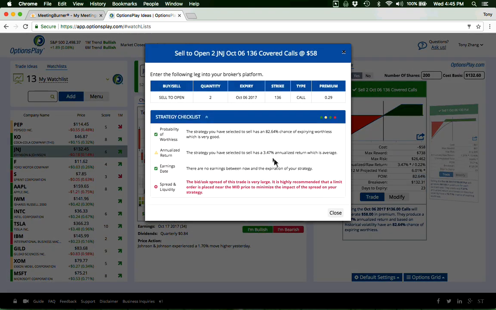And I can click on trade, look at my strategy checklist. It tells me that the probability of expiring worthless looks good. The annualized return is average, which is okay for me, and there's no earnings between now and expiration. So I have all the relevant information I need before I go ahead and enter this trade. And for those of you that want to enter this trade, it gives you all the details you need in order to enter this trade properly in your brokerage account. So it tells you to sell to open 2 contracts of the October 6th 136 call, and your premium is about 29 cents per contract.